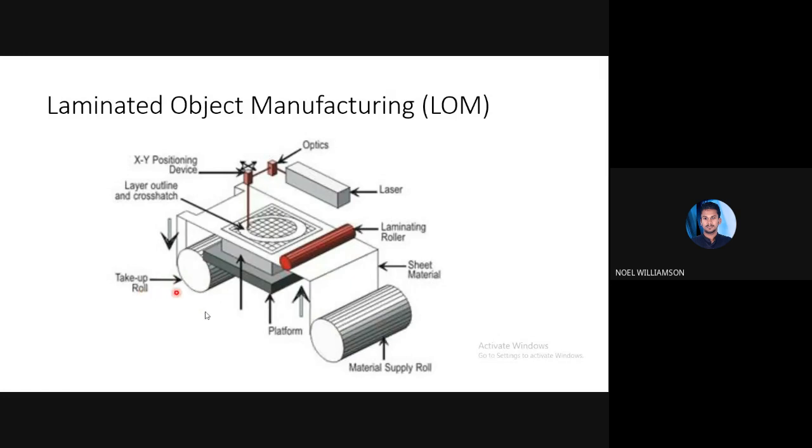One is the take-up roller, and another is a material supply roller. So from here, material is being supplied continuously, and after finishing, some portion will be removed, and the rest portion will be taken by the take-up roller. Okay, so we will see how it's working. First of all, what is the material used over here? In laminated object manufacturing, what we use is adhesive coated paper.